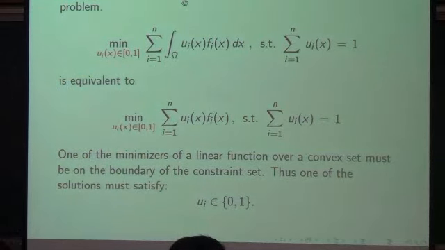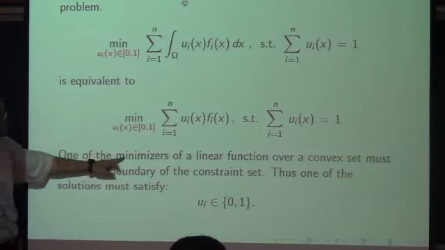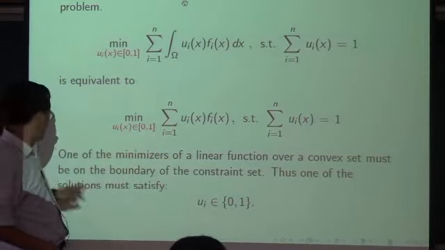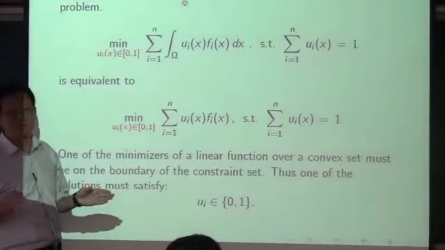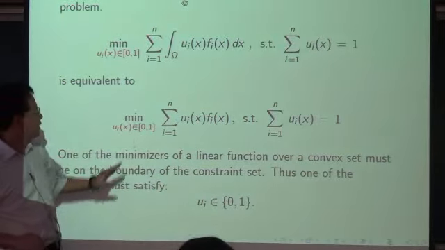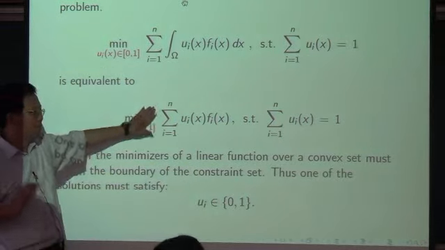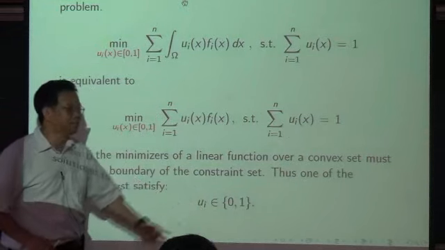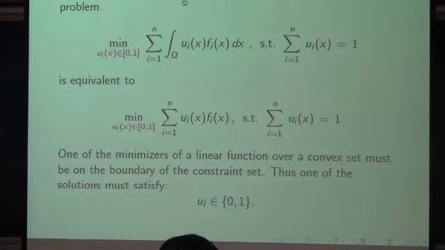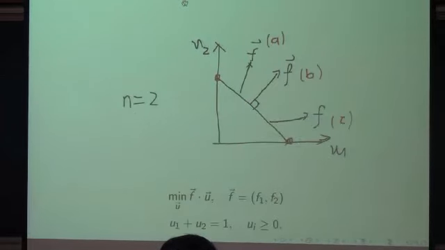This is a linear minimization. It's a linear programming problem. One of the minimizers of a linear function over a convex set must be on the boundary of the constraint set. For linear programming, this is always correct. If you want to minimize this, one of the minimizers must be on the boundary. Thus, one of the minimizers satisfies this.